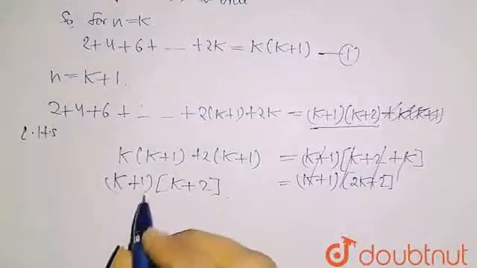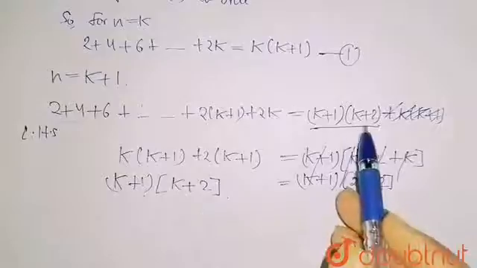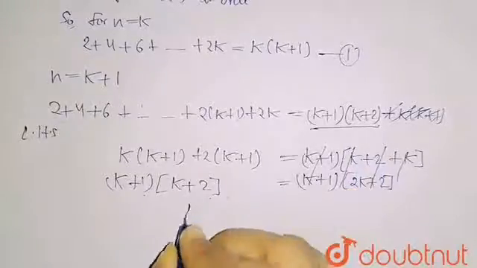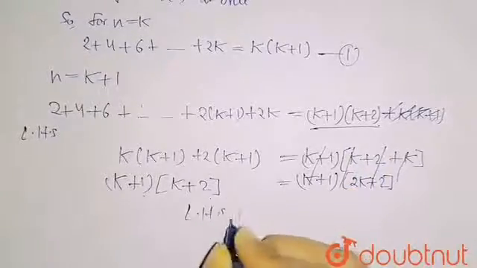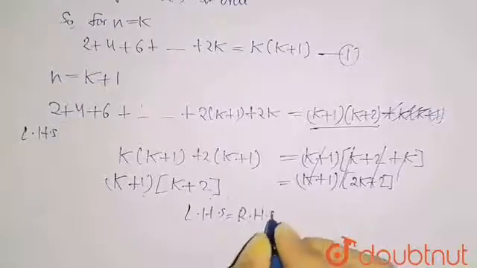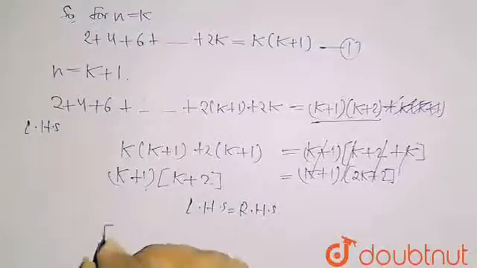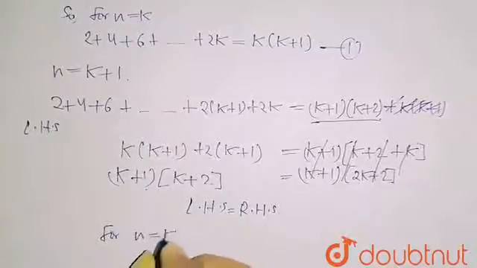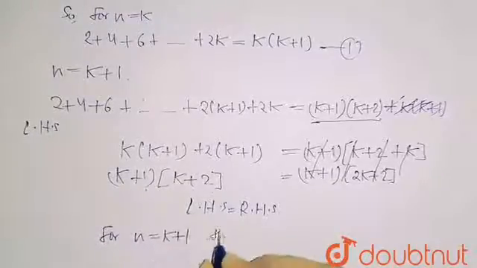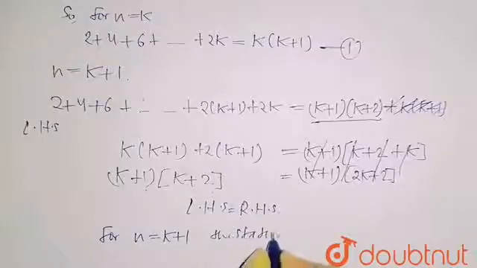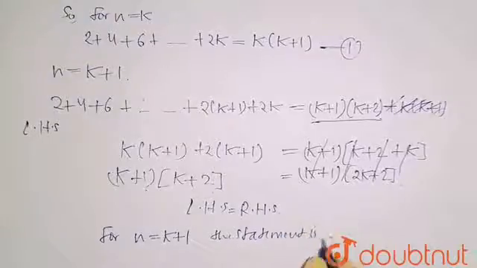Basically you are getting k plus 1, k plus 2, and here also I am getting k plus 1, k plus 2. It means that my LHS is equal to RHS. So for n equals k plus 1, the statement is true.